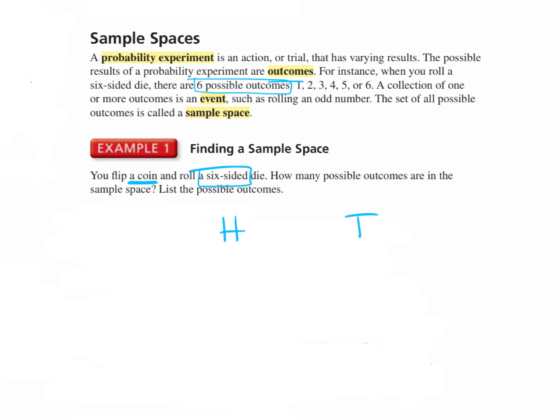But let's say I flipped heads first. I could roll 1, 2, 3, 4, 5, 6. But if I flipped tails first, then when I roll the die, I could roll 1, 2, 3, 4, 5, or 6. So how many possible outcomes do I have? 12. If you just add them up, 1, 2, 3, 4, 5, 6, 7, 8, 9, 10, 11, 12.